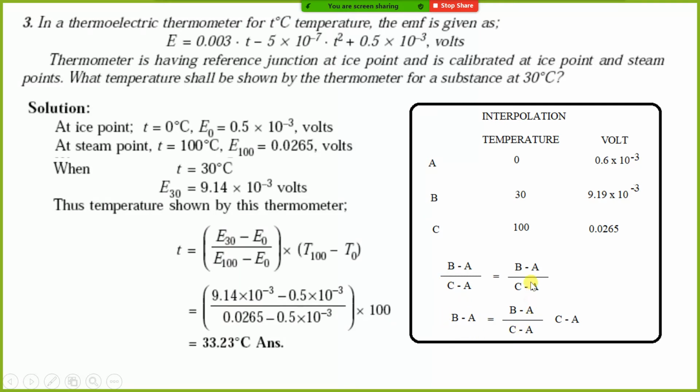B minus A is equal to B minus A upon C minus A into C minus A. Now this C is 100 and this A represents 0, and this B is 9.14 into 10 to the power minus 3, A is 0.5 into 10 to the power minus 3 and C is 0.0265. This is the formula of interpolation. From this formula we got this value.